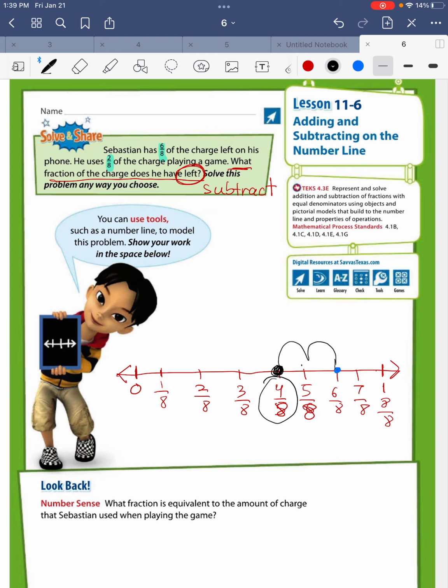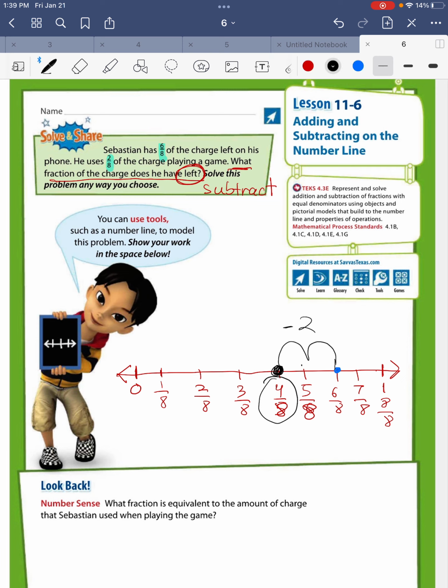Okay, because I'm at 6/8. I went back by 2. Okay, and I went back by 2 because my numerator here is a 2. So that's why I did minus 2. I went back 2, I got 4/8, okay?